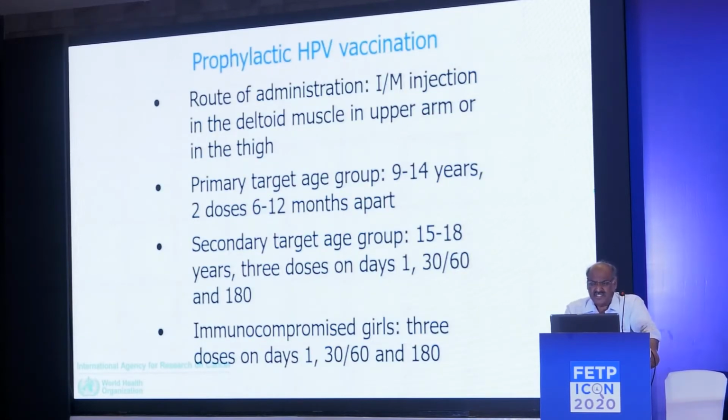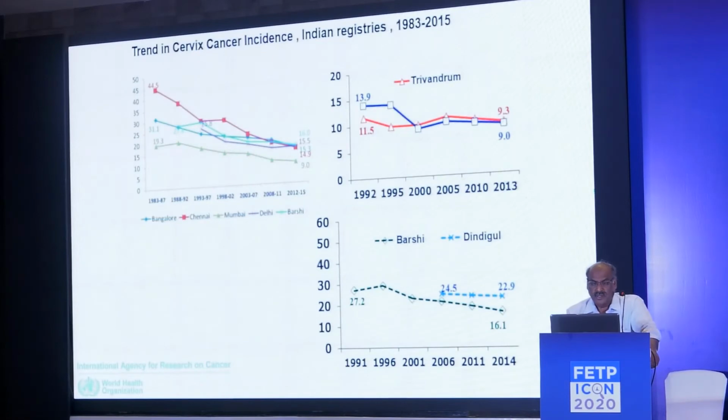And the prophylactic vaccination, HPV vaccination, is the best buy. The recommendation is IM injections, 2 doses, 6 to 12 months apart for those between 9 and 14. For the secondary target age group, 3 doses in a 6-month period, and for immunocompromised girls. It is highly recommended by WHO.